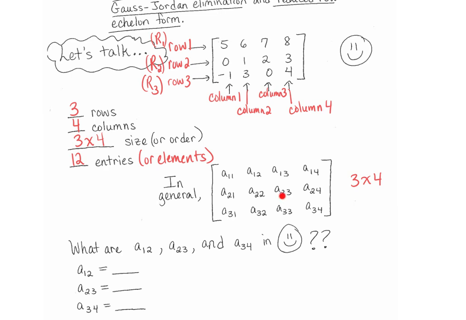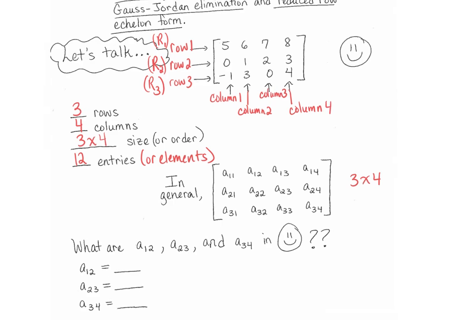This means second row, third column. Good. This means second row, second column. This means first row, fourth column. This means third row, first column. This means second row, first column. And this means third row. Very good.